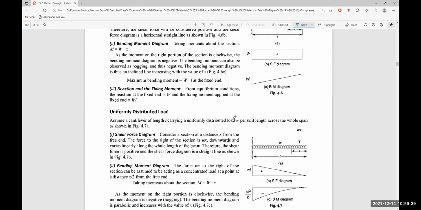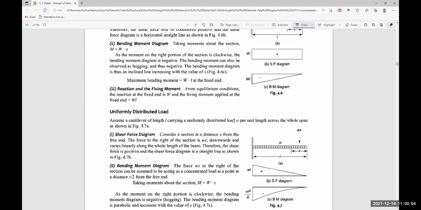Thus, the moment of the right portion is clockwise and the bending moment is negative. So the bending moment can be observed as hogging and thus negative. The bending moment is an inclined line increasing with the value of X. So we have the inclined line here. It is 0 at the right end and maximum, equal to WL, at the left end.